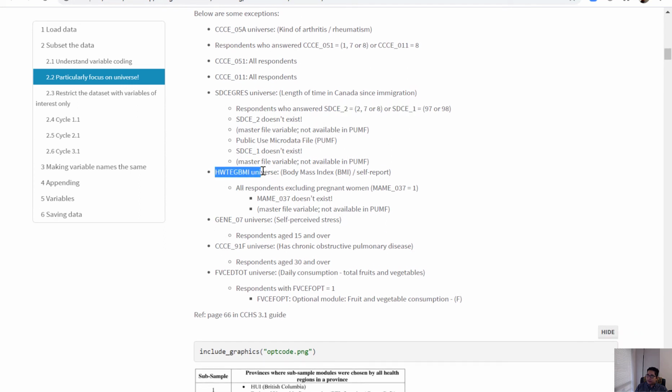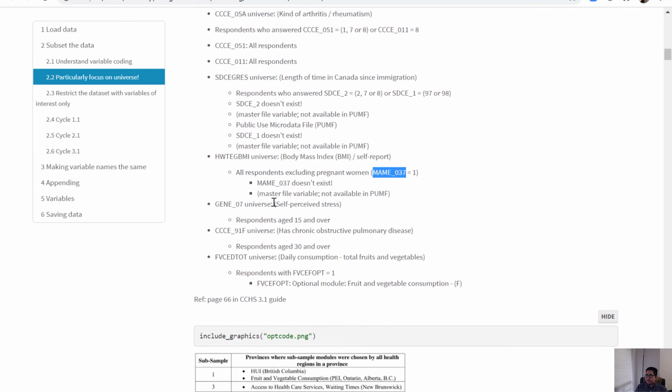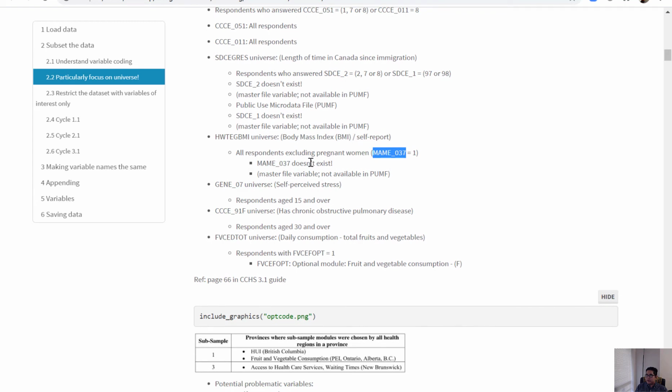Look at the BMI variable, and it says all respondents excluding pregnant women, and this variable does not exist in the public format of the data. So there is not really much to tell you about who got excluded. From just looking at the data, you do not really know who was asked that question.